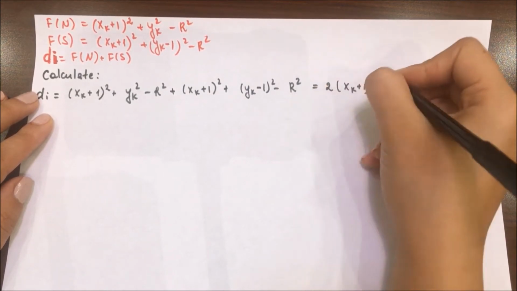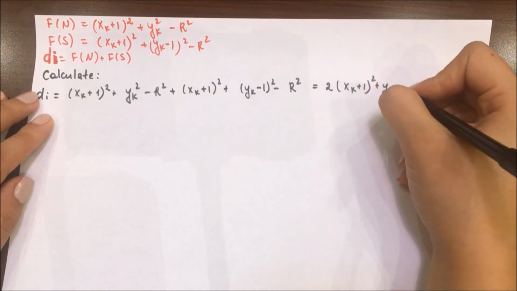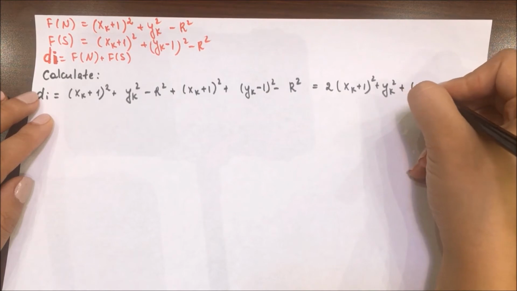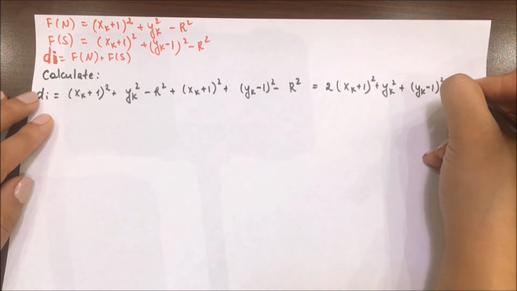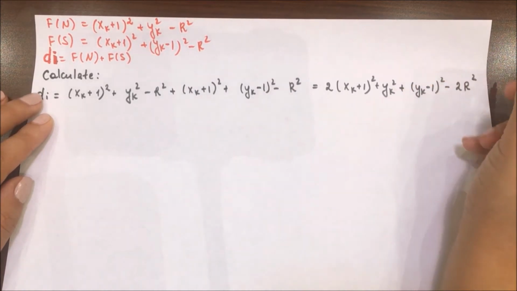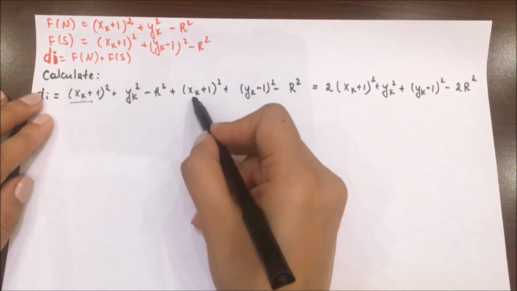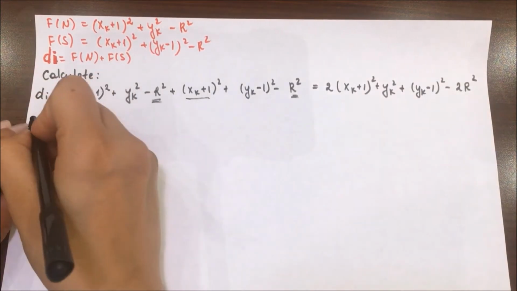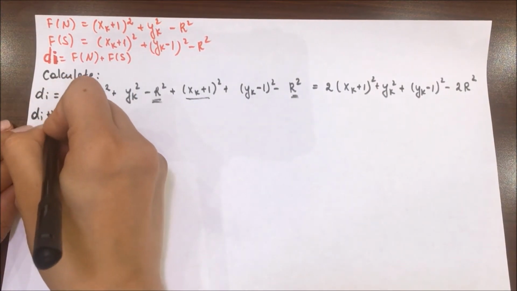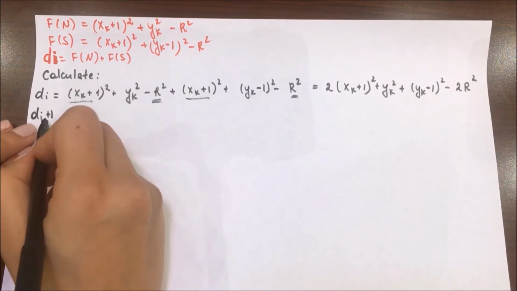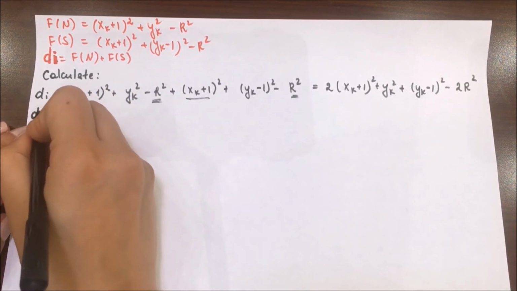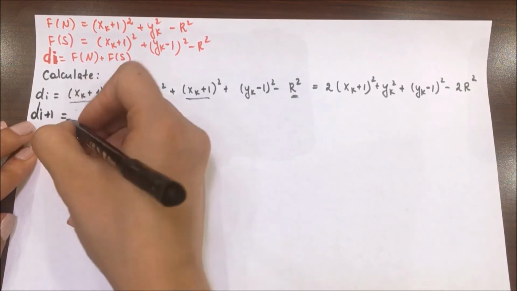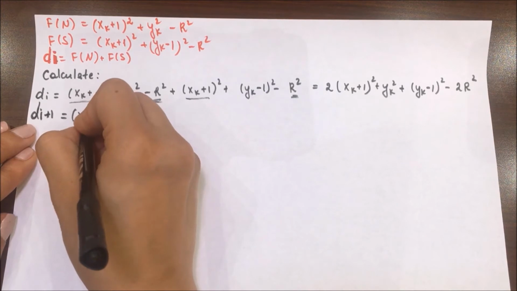We're going to simplify this equation. So we'll get di equals 2(xk plus 1) square plus yk square plus (yk minus 1) square minus 2r square. This is the value of the initial decision parameter. Now we're going to calculate the next decision parameter. In this case, we will replace all xk's with xk plus 1 and all yk's with yk plus 1.